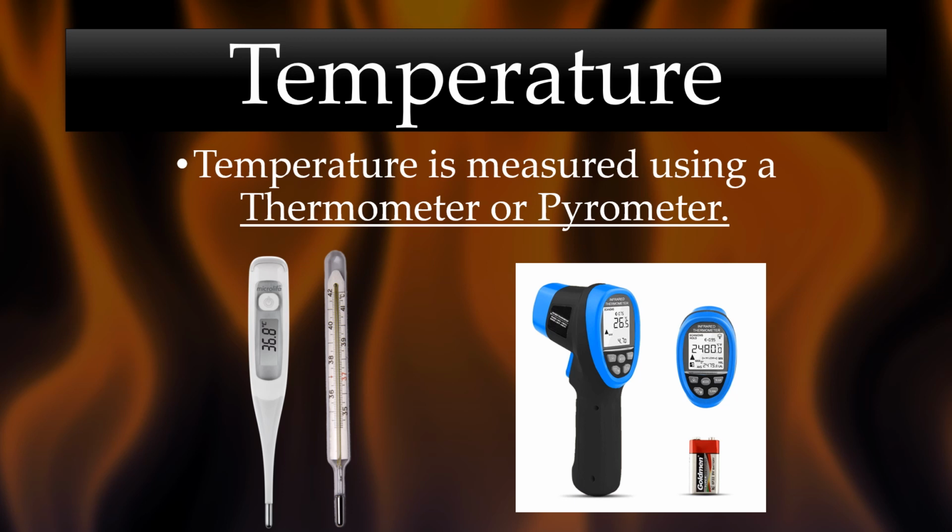Temperature is measured using a thermometer or a pyrometer. Here we have a digital and a manual thermometer. This is a pyrometer, also known as an infrared thermometer, and it can take temperatures without contact. It is also known to have a greater range of temperatures.